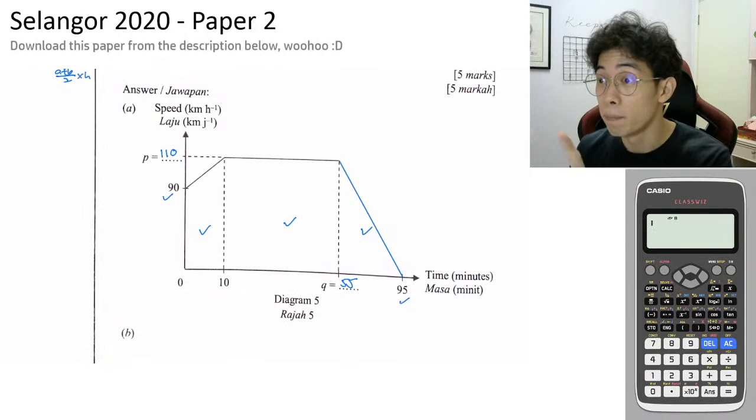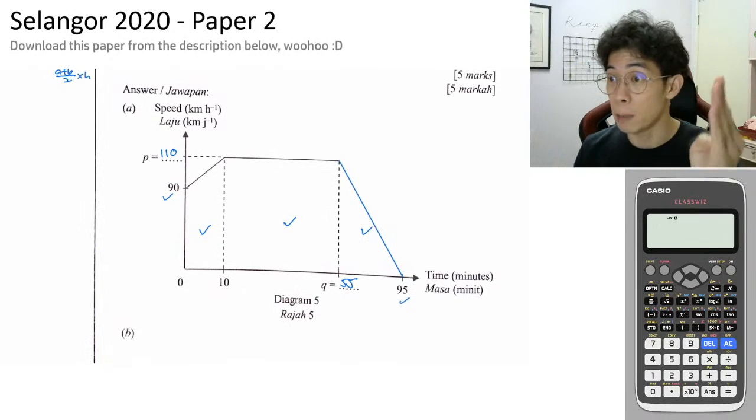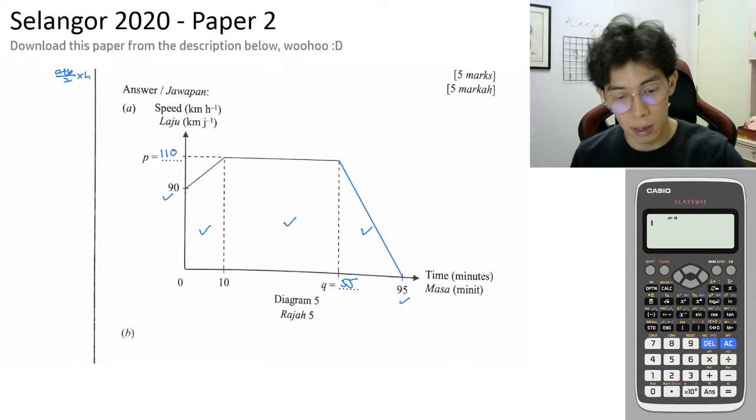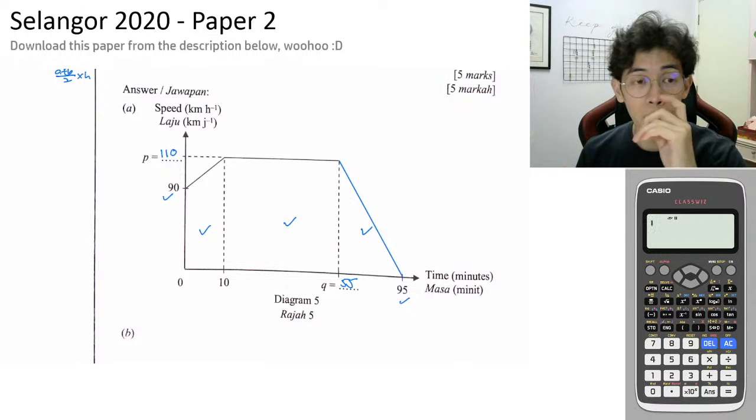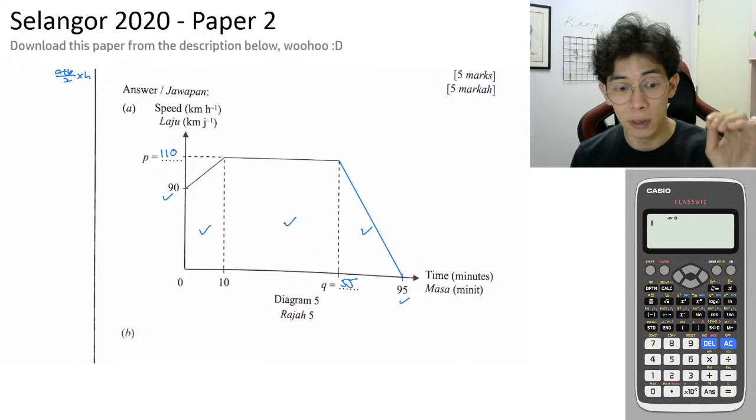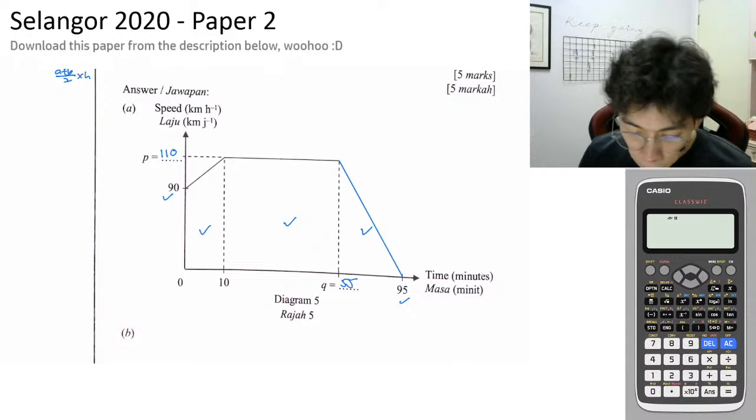Focus on the trapezium. Students that have been following my state papers since paper 2, right? Since the first paper 2, Penang, then Perlis and so on, I remember we didn't do any relevant trapezium. So there's a trapezium now.